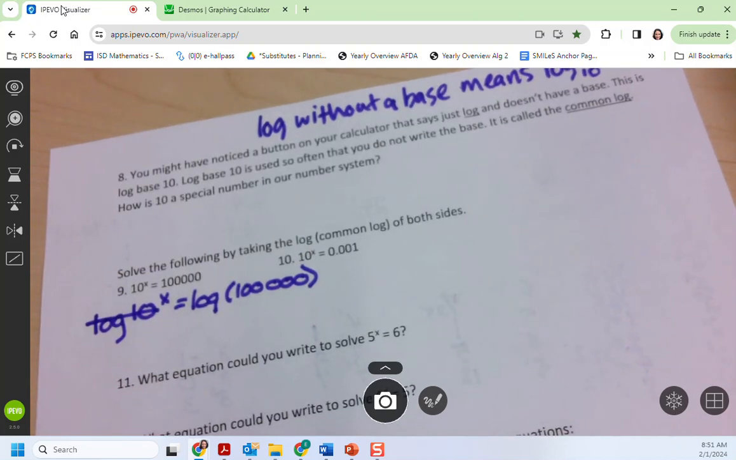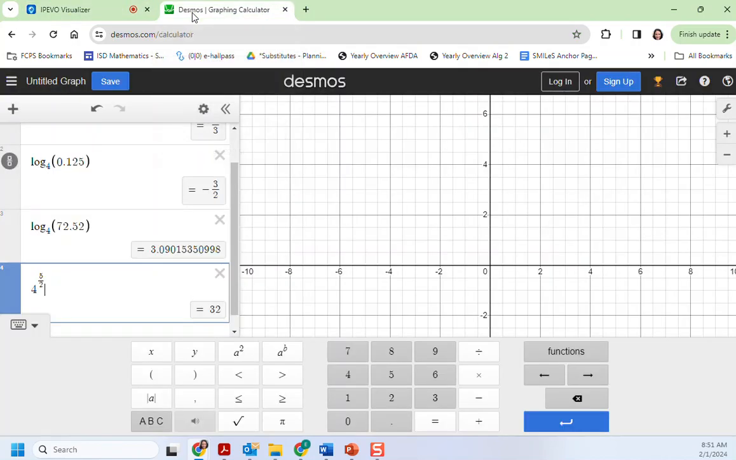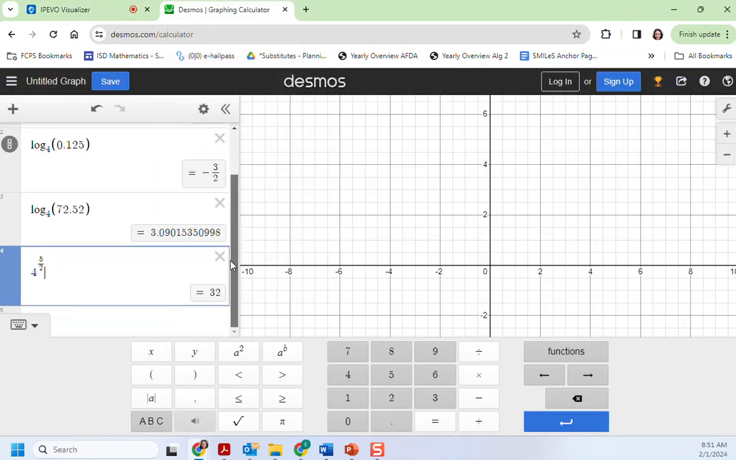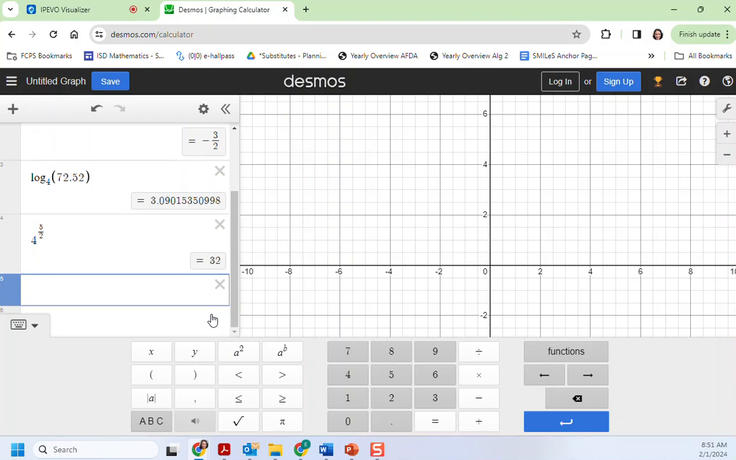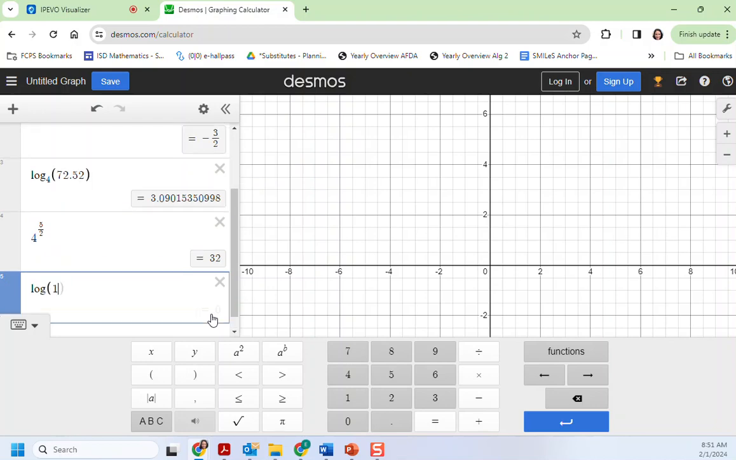Now, when you just have log without a base written, you can just type that in Desmos. It's a little bit easier. You don't have to go into the functions. It's the same thing, we're just not writing the base. Okay. So you do log, and then 100.